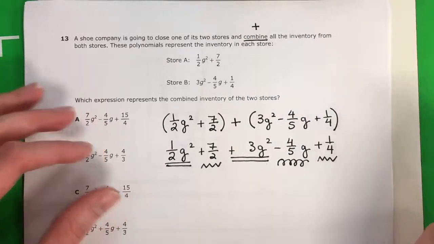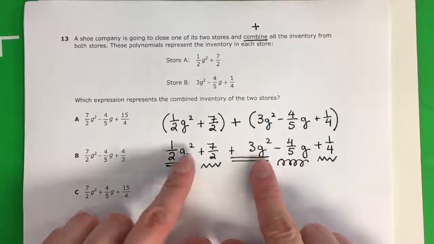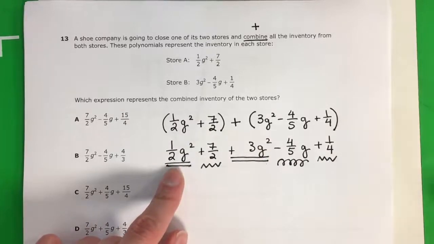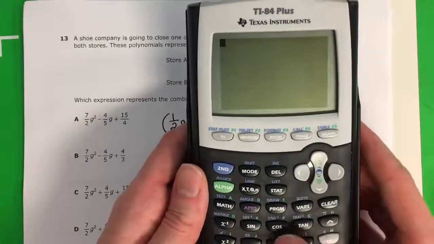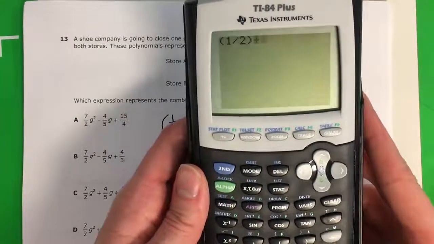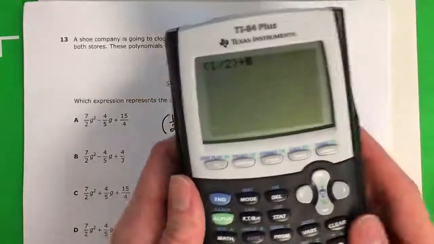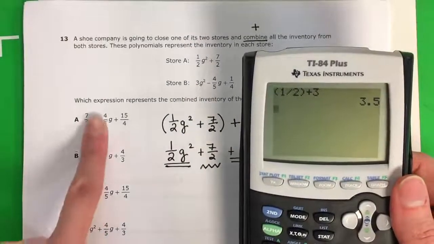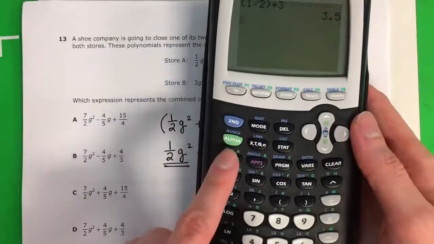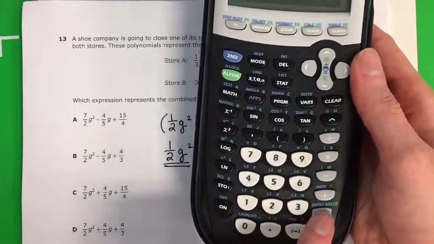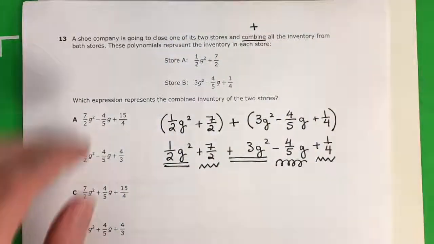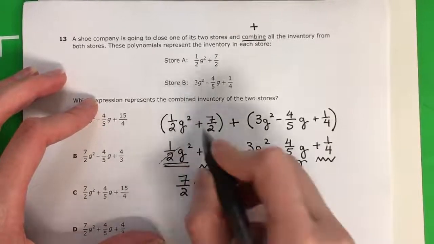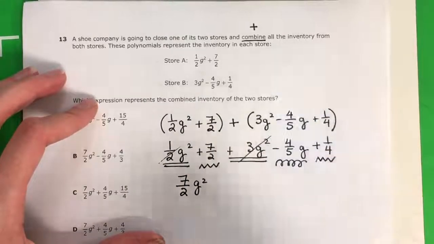So let's go ahead and start with the g squared. Okay, remember letter squared is always first. So I'm going to do 1/2 plus 3. So in the calculator, I'm going to do 1/2. So parenthesis 1 divided by 2 parenthesis plus 3. And I have 3.5. Now, if you look here, it's all fractions, so I need to change it to a fraction. So math 1, enter, and I get 7/2. 7/2, copy g squared. So this one and this one are done.